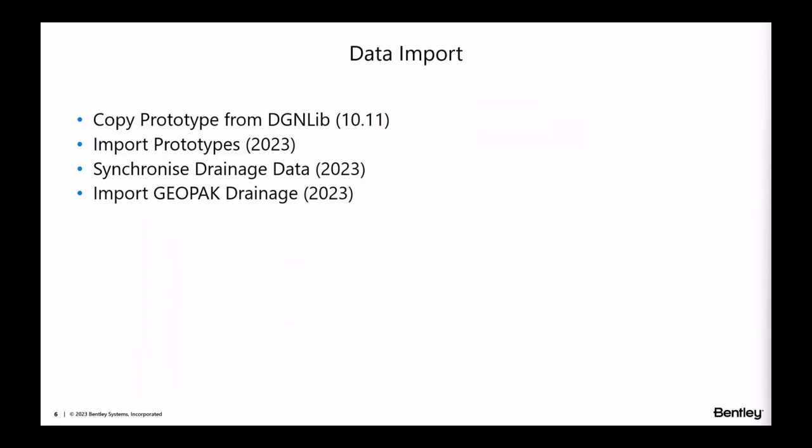We've also added the ability to synchronize drainage data across a DGN or a folder of DGNs from the content that's in a source file, which would normally be a DGNLib. Okay, so we can again synchronize drainage data across a set of DGNs from DGNLibs. We've also heard that it's difficult to bring GEOPAK drainage data forward into the open civil products. So we've done some improvements around that. So I've got a video of that. Go ahead and take a look at that.